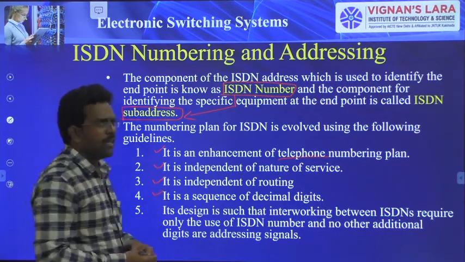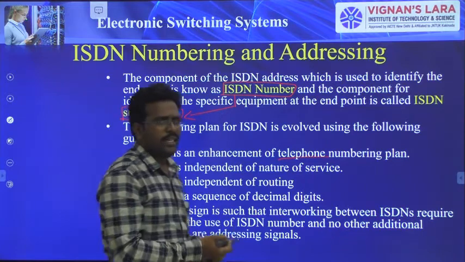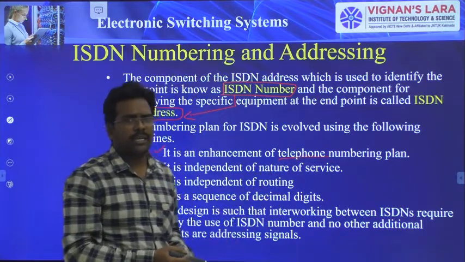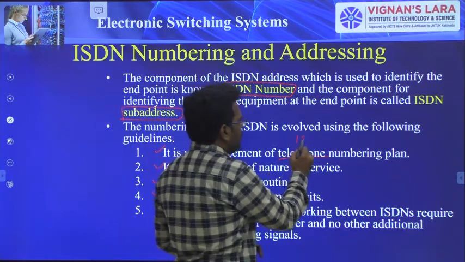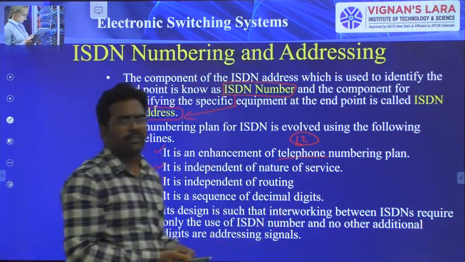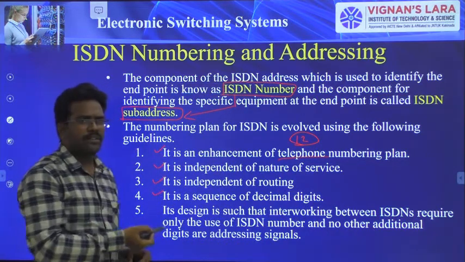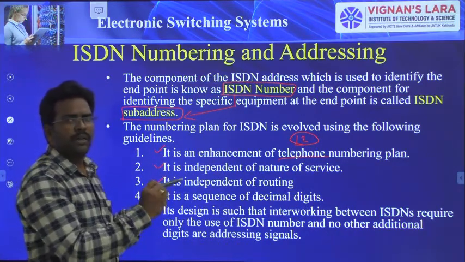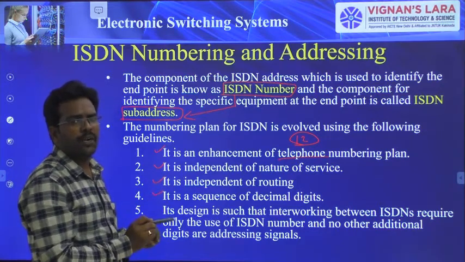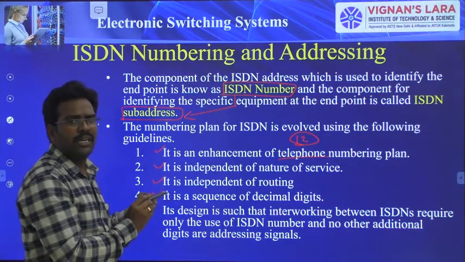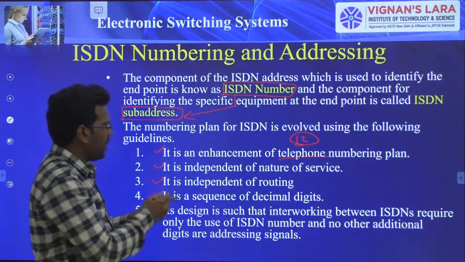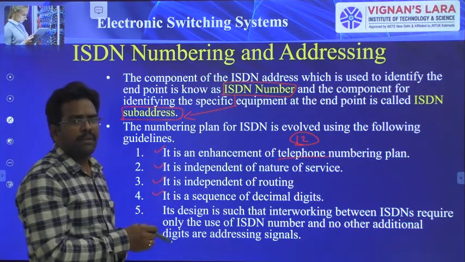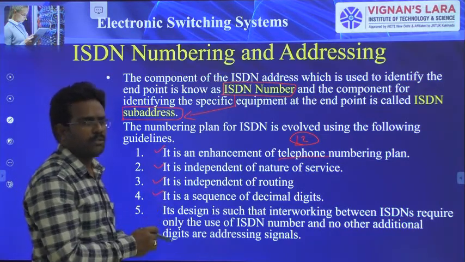And it is a sequence of decimal digits. Already we have seen, right, in a normal telephone numbering scheme, we have used some 12 digits, a sequence of decimal digits. Here also you have to use a sequence of decimal digits for giving a number. So no alphabets are present here, only the decimal numbers are present as a numbering plan. There are no alphabets here also.